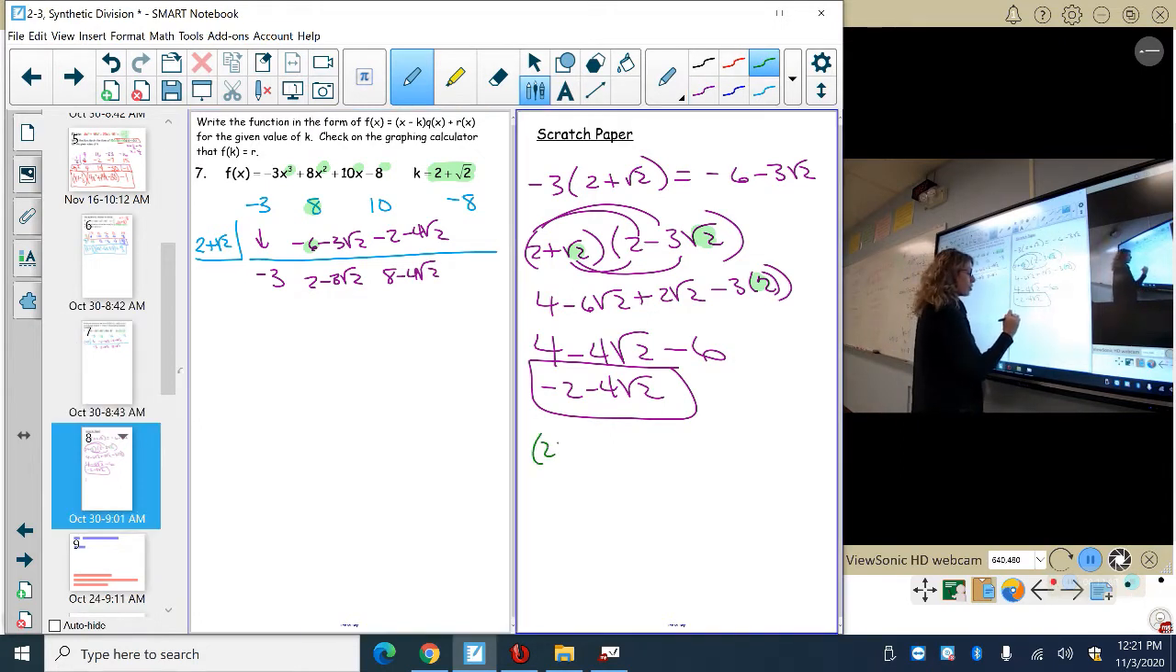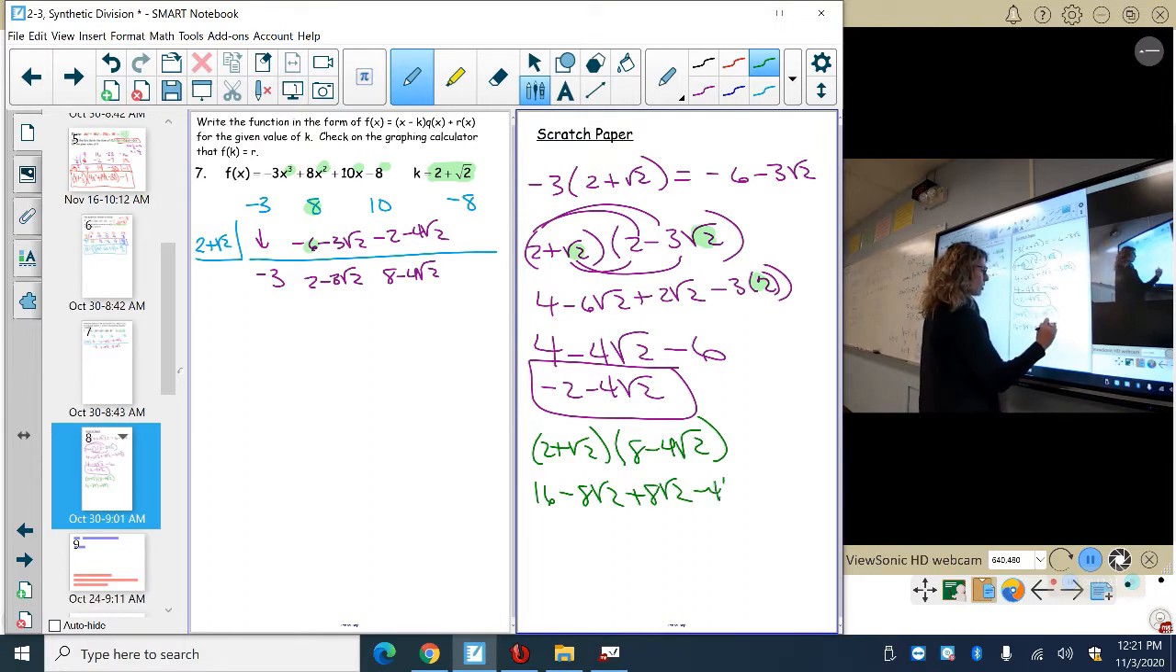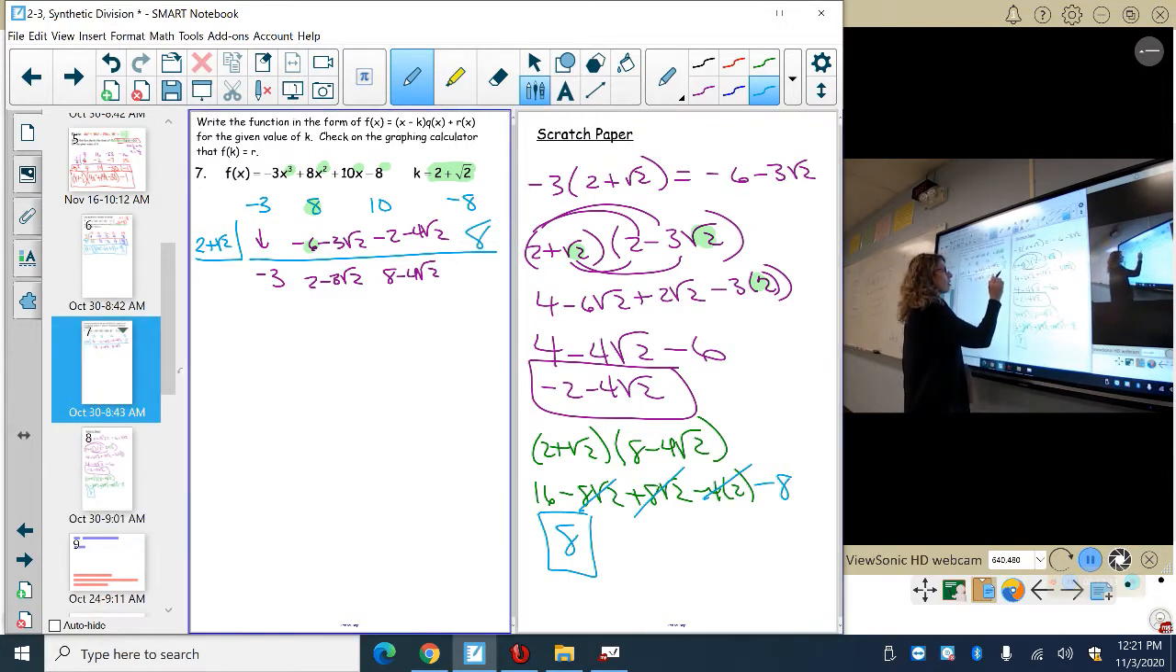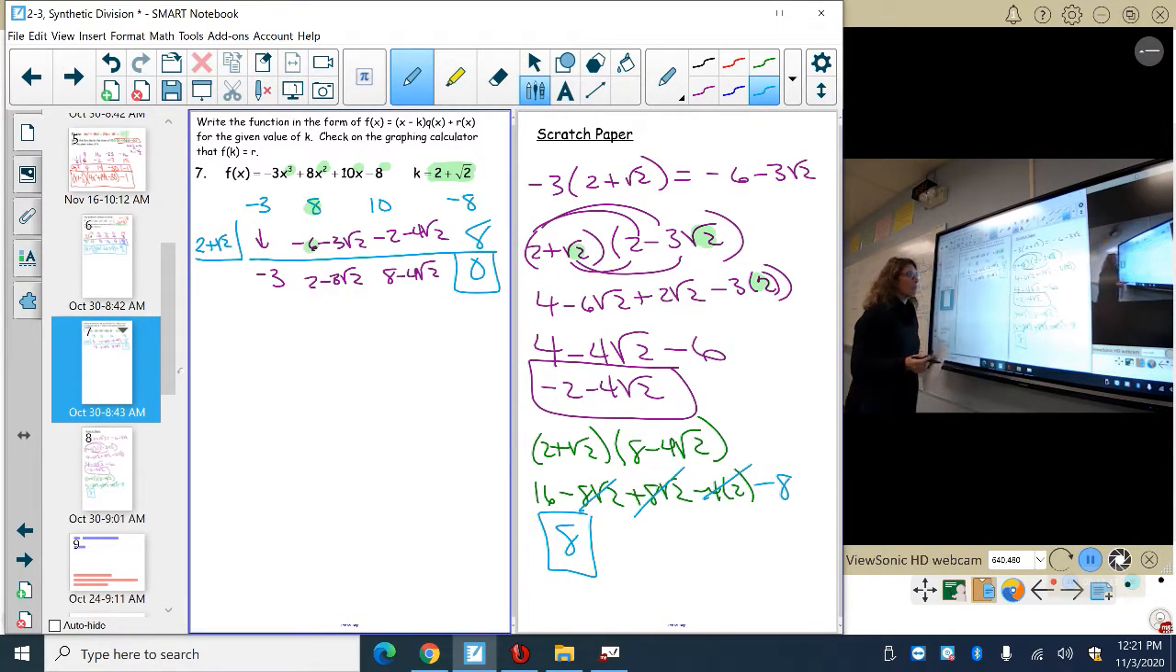So that's going to be 2 plus the square root of 2 times 8 minus 4 square roots of 2. So that's 16 minus 8 square roots of 2 plus 8 square roots of 2 minus 4 times 2. Well, 4 times 2 is going to be minus 8. So I have 16 minus 8, which is 8, and then those cancel out, so this gives me an 8. And my remainder is 0.